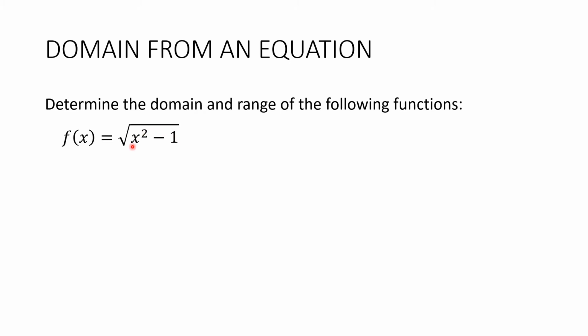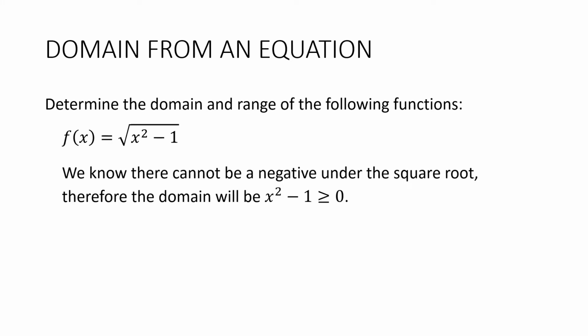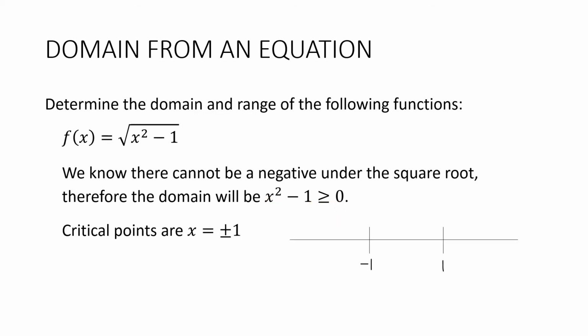I know there can't be a negative under the square root. So therefore, the thing that's under the square root has to be positive. That's actually the domain there. I've just got to tidy it up a bit. We want it in terms of x, not x squared. So we need to solve that x squared minus 1 is greater than or equal to 0. And I'm going to use a sign diagram. The critical points are plus and minus 1, because both of those will make 0. So I draw it up. And now I'm going to test some points in these 3 positions to see whether they're positive or negative.